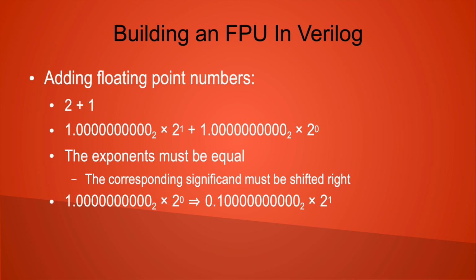So our floating point representation for the number 1 becomes 0.1 followed by 10 zeros times 2 to the first power. Now we can add the two mantissas to get a new mantissa of 1.1 followed by 9 zeros. Appending the exponent term, our final result is 1.1 followed by 9 zeros times 2 to the first power.